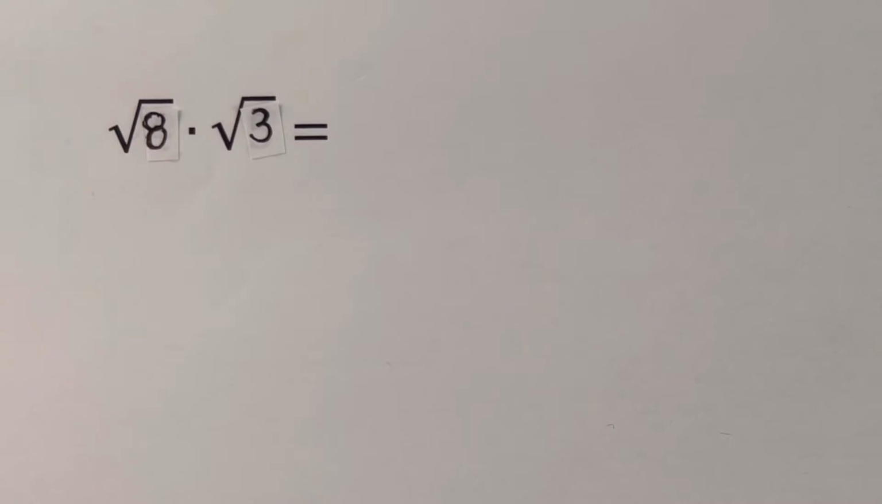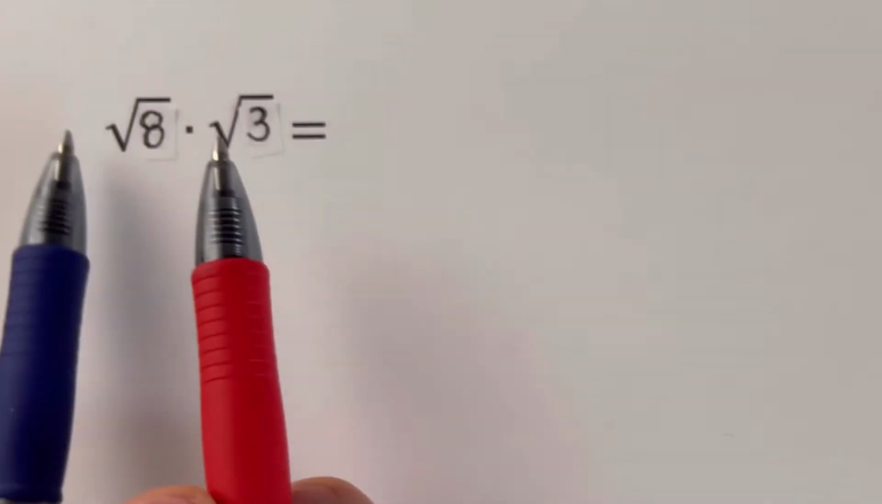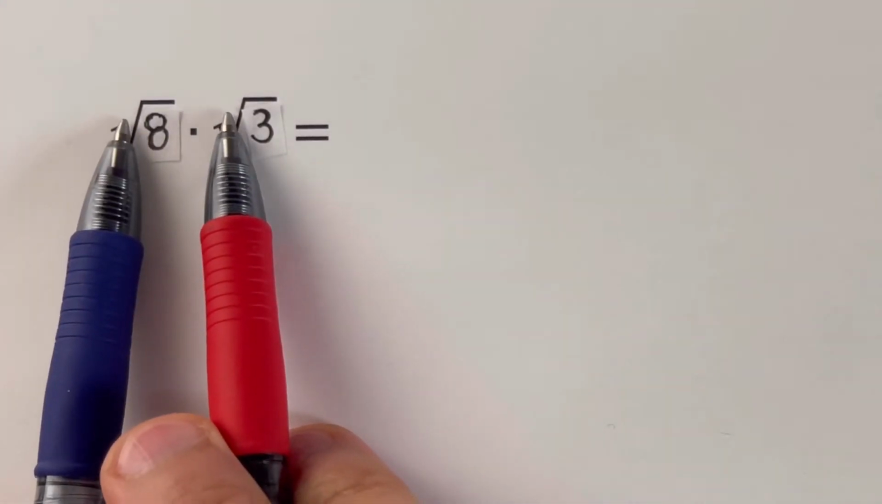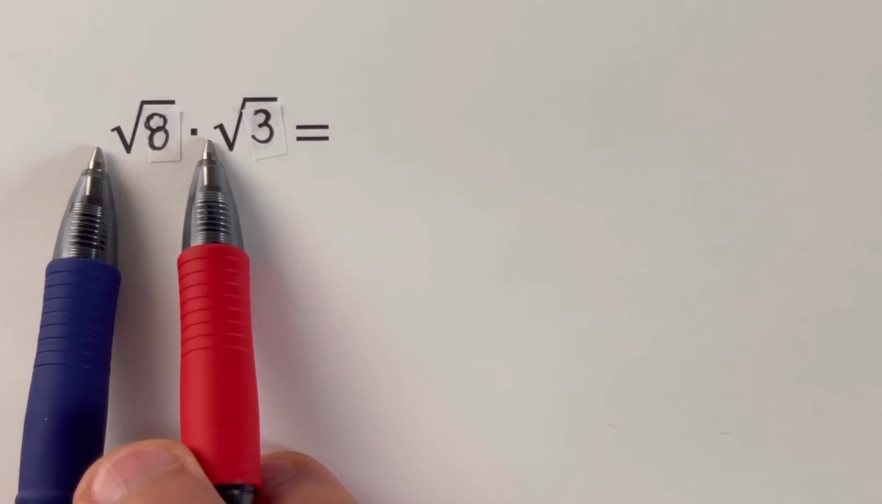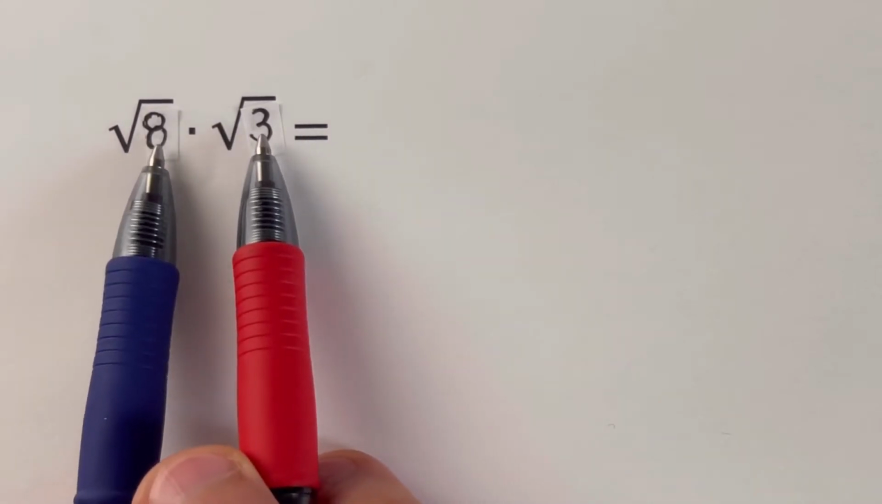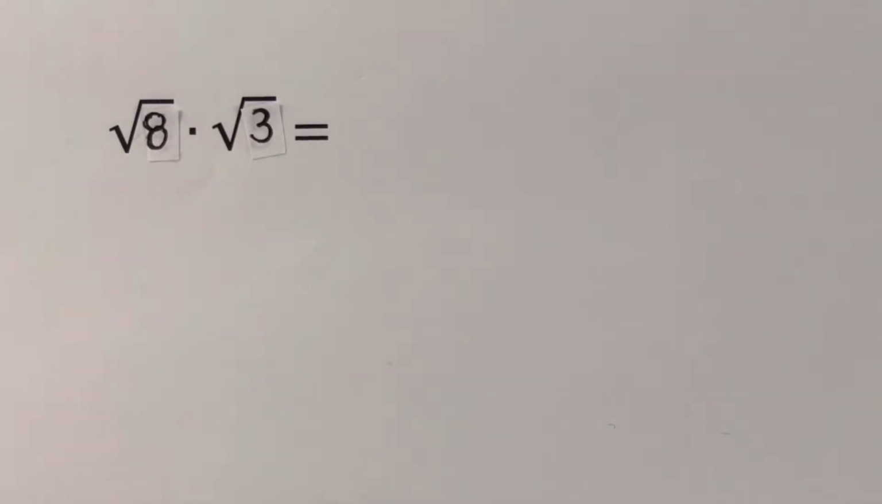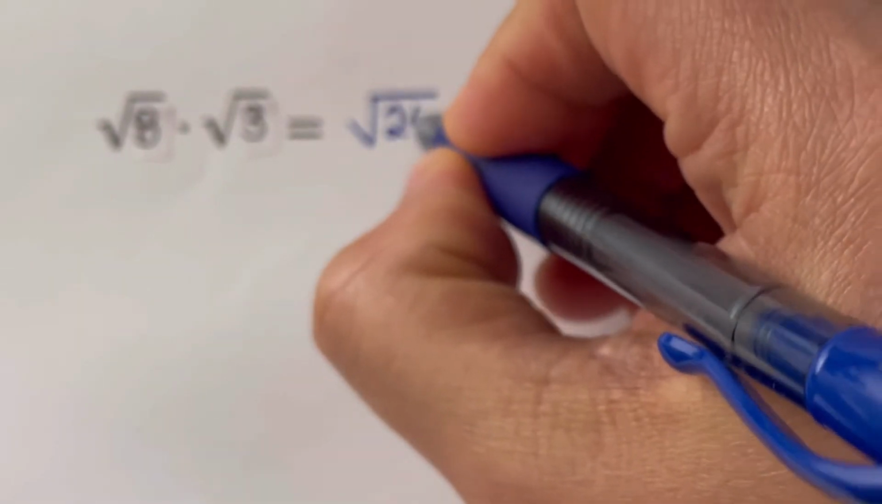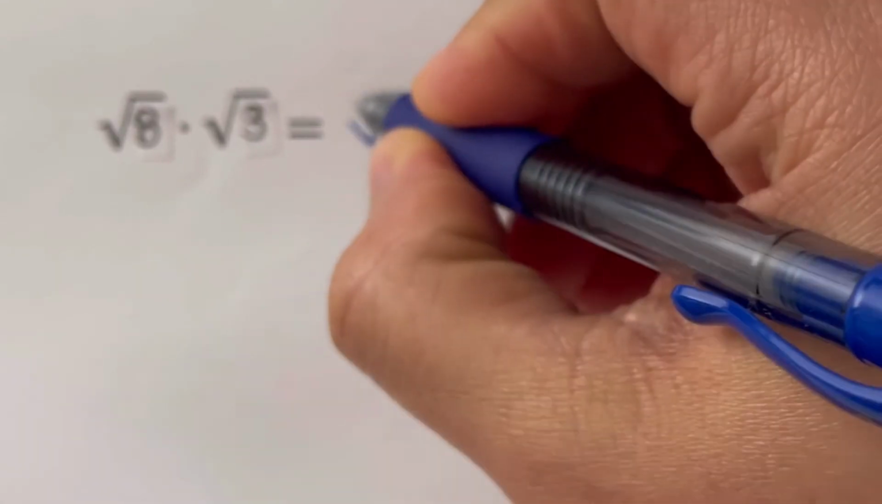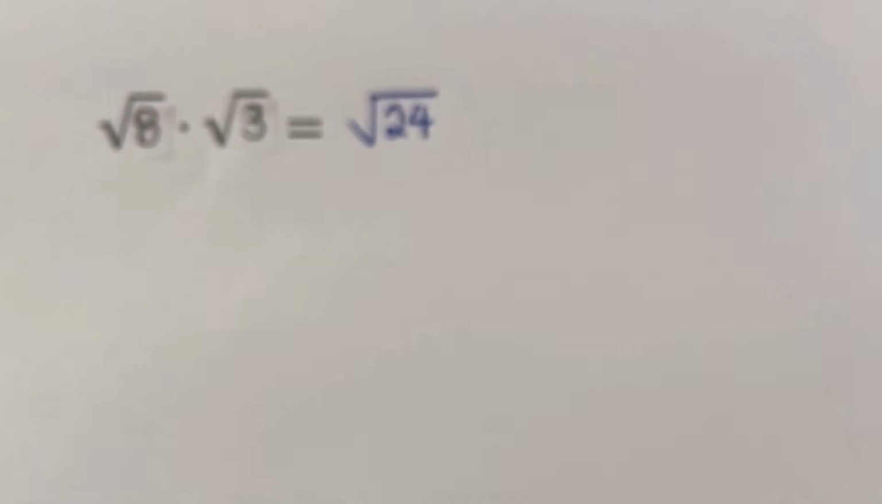Okay, so let's go over this first example. Since both of their indices are the same, which is an invisible 2, we can go ahead and multiply them together. Their coefficients here would be 1 and 1. It's invisible. So 1 times 1 is 1. And then we multiply their radicands. That would be 8 times 3, which is 24. So the answer for this would be 1 square root of 24, and we don't have to write the 1 or the index of 2.